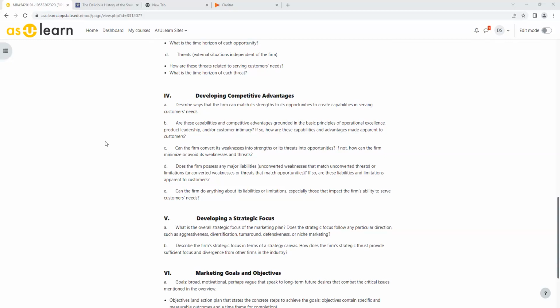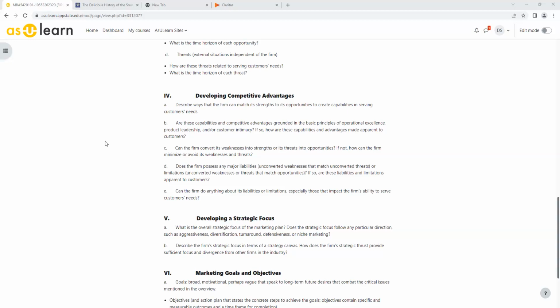Can you convert weaknesses into strengths or threats into opportunities? Does the firm possess any major liabilities that can't be converted? And are these liabilities and limitations apparent to our customers? And can the firm do anything about this? Now, I don't expect all of these issues to be thought of, but I want you to think of these things while you're putting this together.